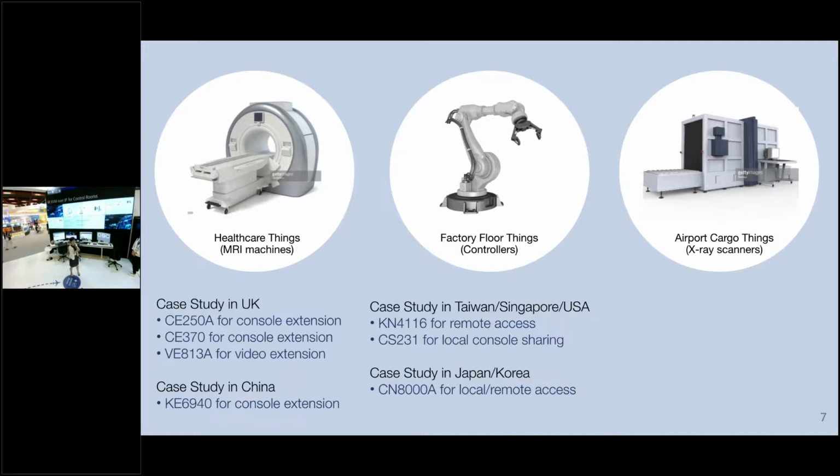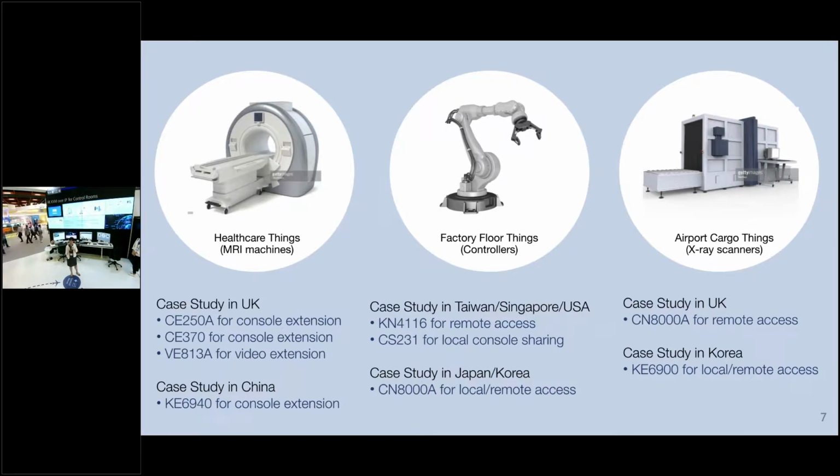And then the second case is using our single port KVM over IP, the CN8000A, for the remote access and also for their local access. That's happened in Japan and in Korea. The big semiconductor and panel manufacturers are using our KVM solution in their factory. The third area is the airport cargo.